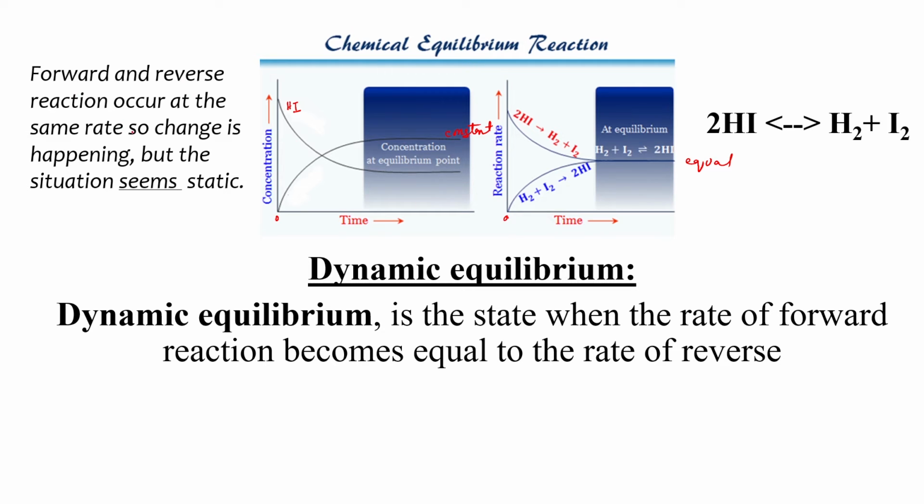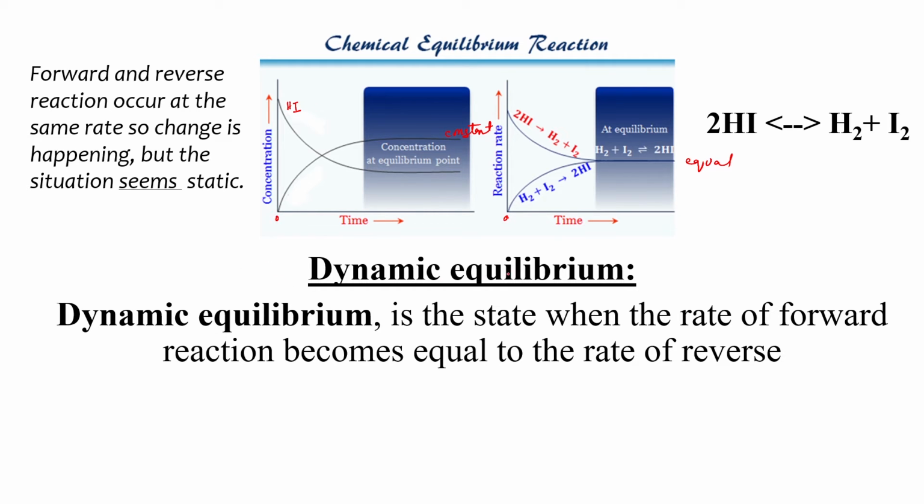The forward and reverse reactions occur at the same rate, so the change is happening, but the situation seems static. But in actuality, the reaction is in continuous motion, and this equilibrium is called dynamic equilibrium because at this point, the amount or the concentration of the reactant and product does not appear to change. It is because the number of reactant molecules converting into the product and the product molecules converting into the reactant are the same. So there is no change in the concentration of the reactant and product.